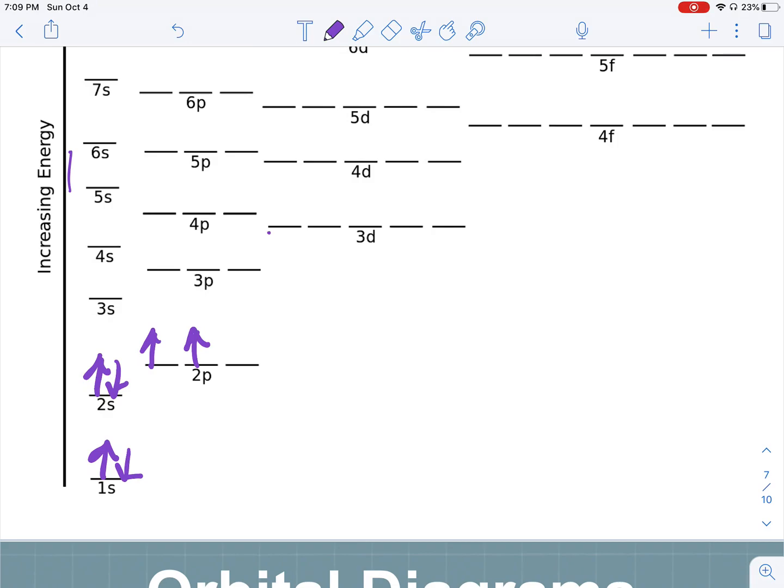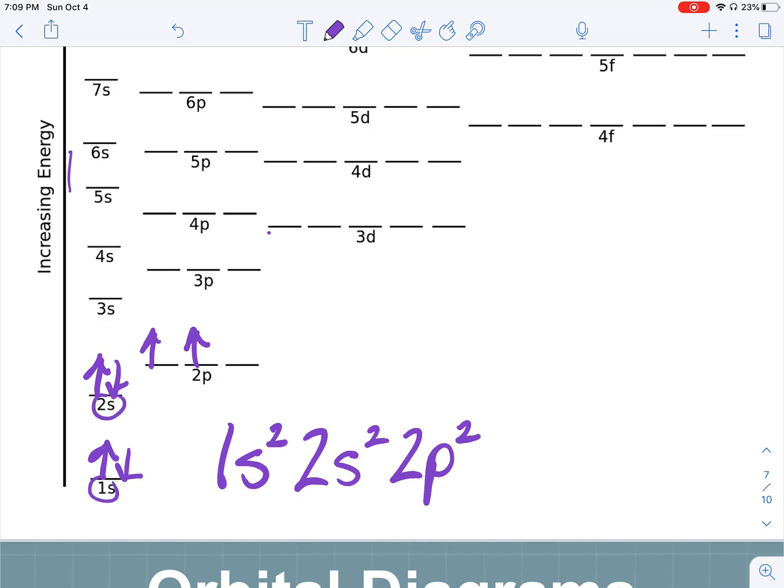And so, did I leave carbon up here? I don't think I left carbon. Let's do carbon again. 1, 2, 3, 4, 5, 6. So this is the orbital diagram for carbon. If we were to write this in a shorthand notation, it would be 1s has 2 electrons in it, 2s has 2 electrons in it, and 2p has 2 electrons in it. That would be the electron configuration for carbon.